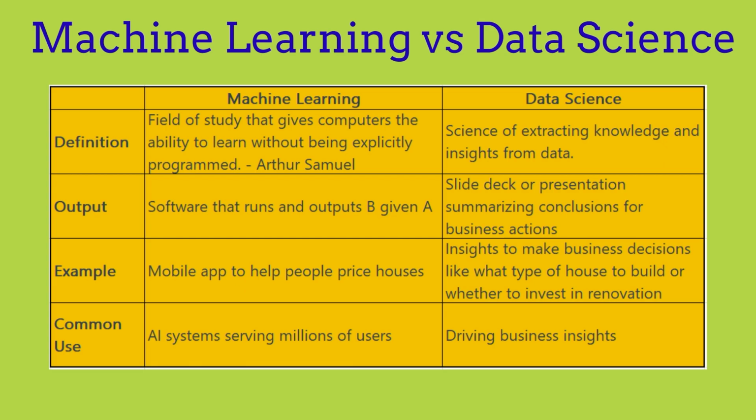For machine learning, we used a mobile app to help people price houses. For data science, we have insights to make business decisions, like what type of house to build or whether to invest in the renovation or not. And finally, we have the common use. For machine learning, it's AI systems serving millions of users, and for data science, we're driving business insights. So this is the difference between machine learning and data science.